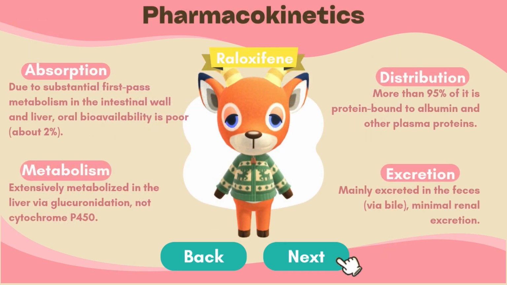Moving on, we will look at the pharmacokinetics of raloxifene, for the ADME itself. Firstly, absorption. Due to substantial first-pass metabolism in the intestinal wall and liver, the oral bioavailability of it is poor, which is around 2%. Next, distribution. More than 90% of it is protein-bound to albumin and other plasma proteins. Metabolism-wise, it is essentially metabolized in the liver via glucuronidation, not cytochrome P450 like tamoxifen. Lastly, for the excretion, it is mainly excreted in the feces via the bile, and it has minimal renal excretion.